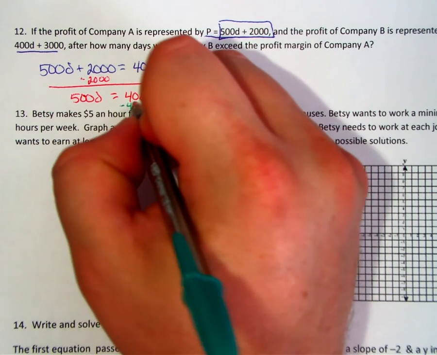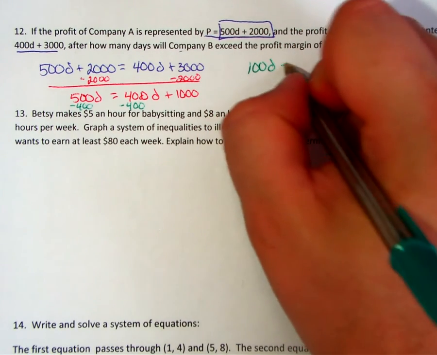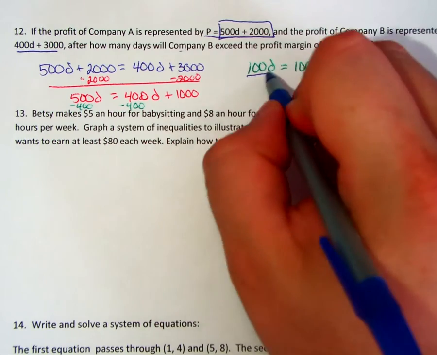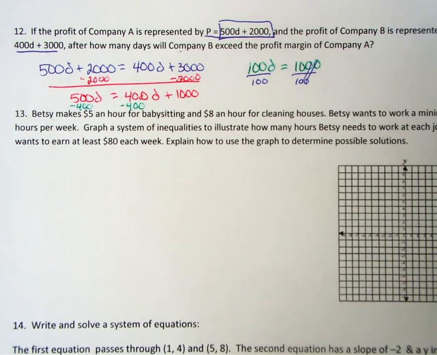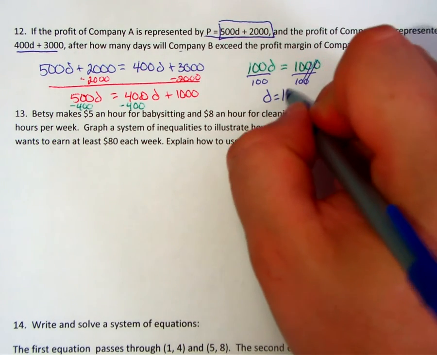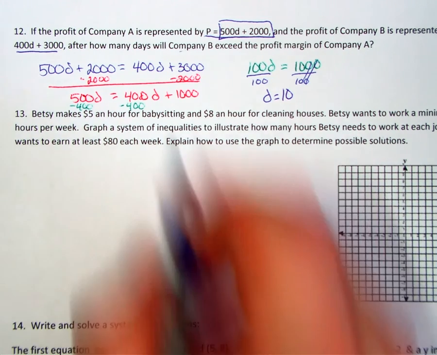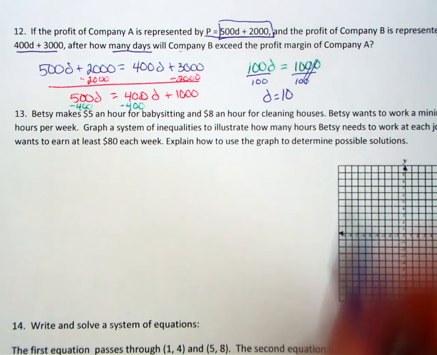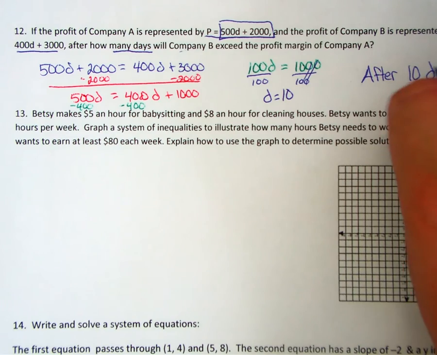So now we will subtract 400D from both sides, and 100D = 1,000. All right, now we will divide by 100, noticing that a 10 will cancel out for each, and D = 10. Well, we just need to know what D represented. It says after how many days, and so it makes sense that D would represent days. So after 10 days.